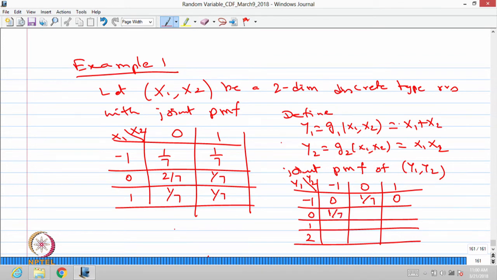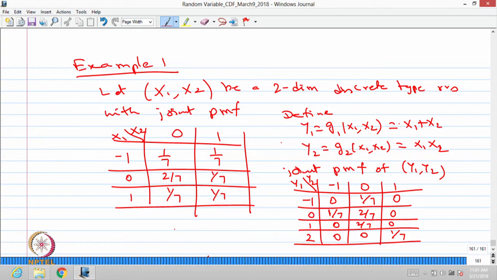1 by 7, this is 2 by 7, you can verify. This is 0, 2 by 7, again there is no possibility, therefore the probability is 0, and this is 1 by 7. Again you can cross check: the whole double summation over y1, y2 has to be 1. 1 by 7, 1 by 7, 2 by 7, 2 by 7, 1 by 7, therefore the addition is 1.